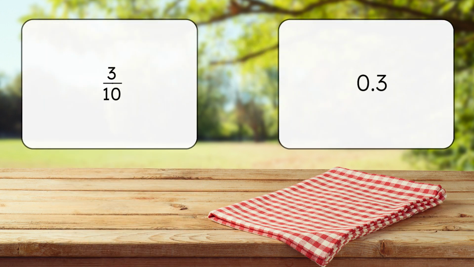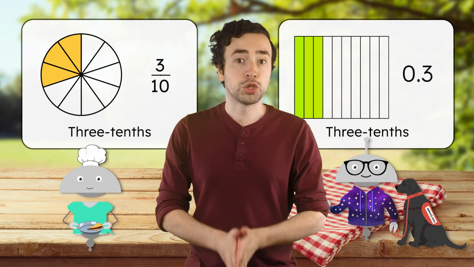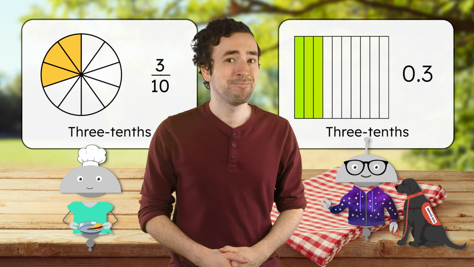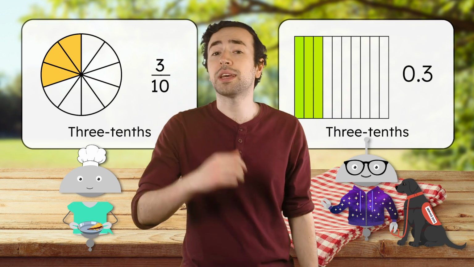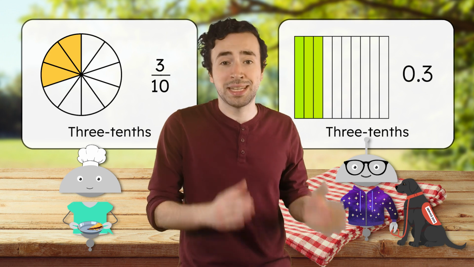Do you notice any similarities? Both the fraction and the decimal can be represented by shading 3 out of 10 equal parts of a whole, and both are read as 3/10. They represent the exact same amount. So, who was correct? Mia or Twyla? Both of them are right. 3/10 of a pie as a fraction is the same as 3/10 as a decimal.